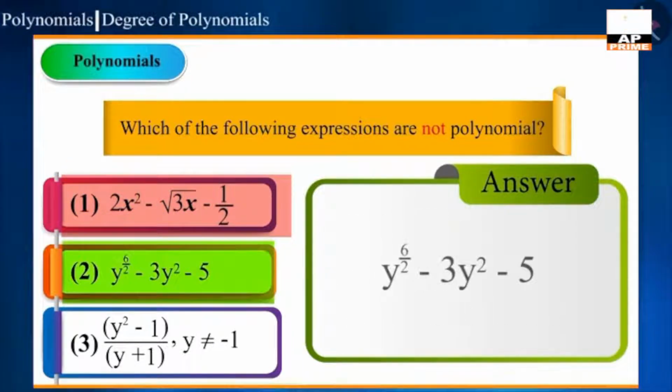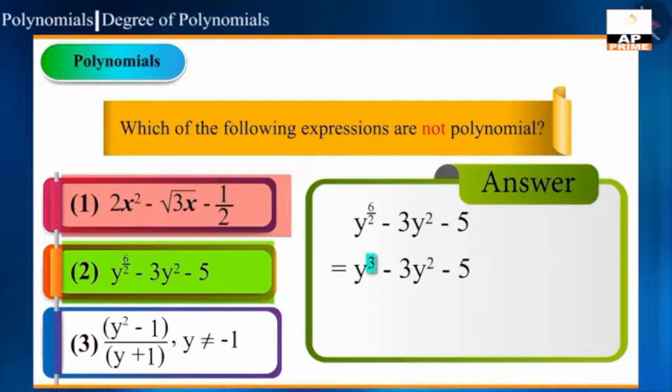The second option is y to the power of 6 by 2 minus 3y square minus 5. Here, in the first term, the power is 6 by 2. It is a fraction, but on solving it, becomes 3, which is a whole number. Powers of the rest of the terms are also whole numbers. Hence, this is also a polynomial.